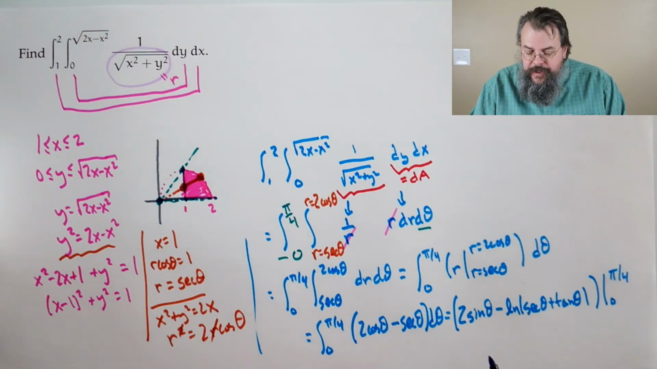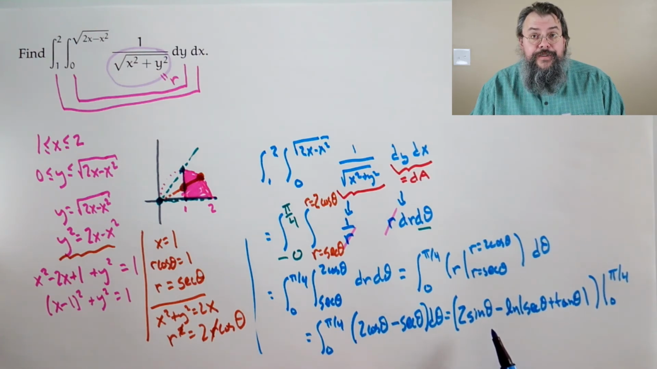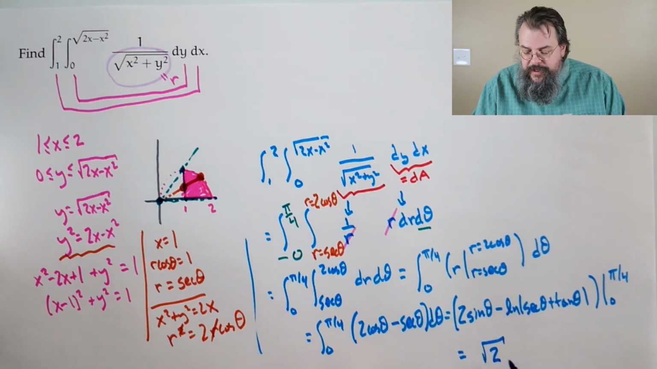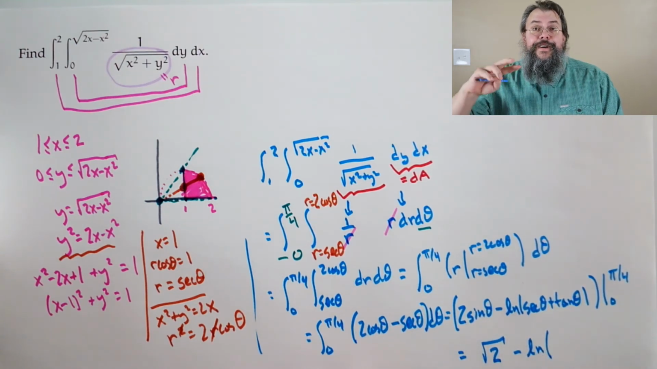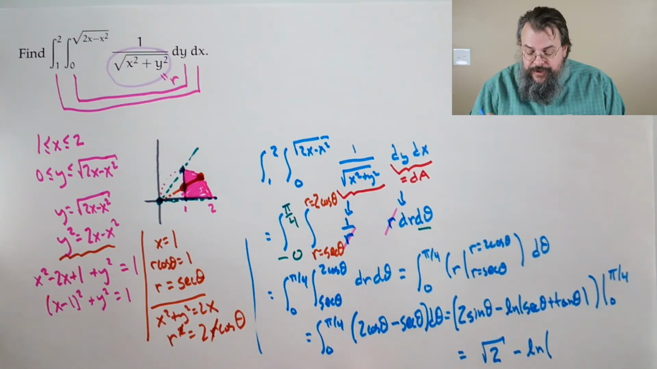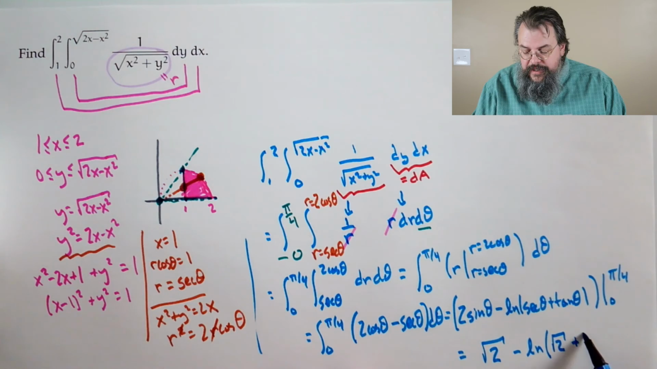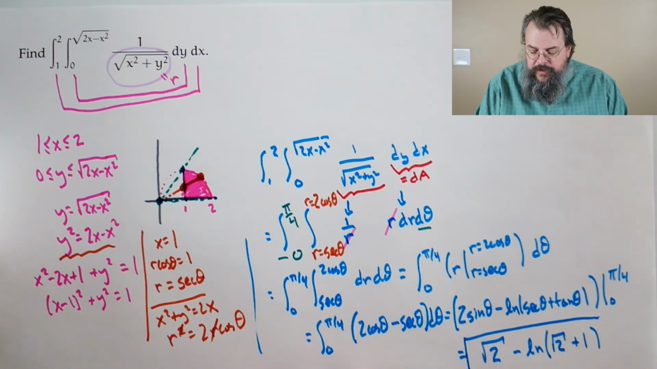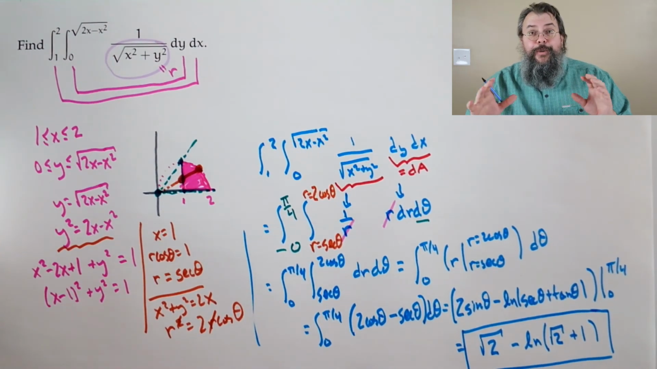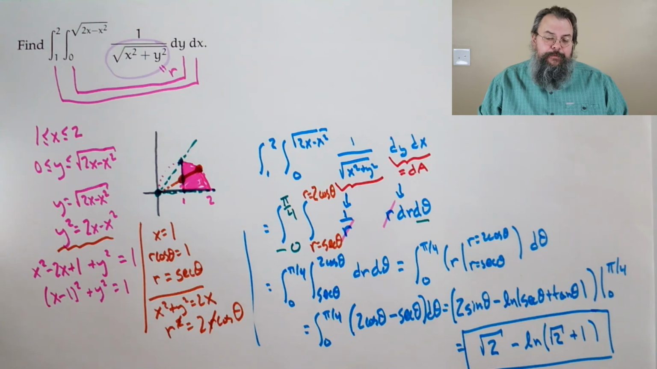Plug in pi fourths. 2 times sine of pi fourths. Sine of pi fourths is square root of 2 over 2. If you double that, you're left with square root of 2. Minus natural log. Secant of pi fourths is, well, think of cosine. Cosine of pi fourths is square root of 2 over 2. If you flip it over, 2 over square root of 2 or square root of 2. And tangent of pi fourths is 1. So we get square root of 2 minus the natural log of the square root of 2 plus 1. Wow! This is kind of beautiful.